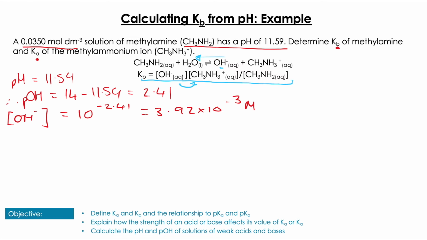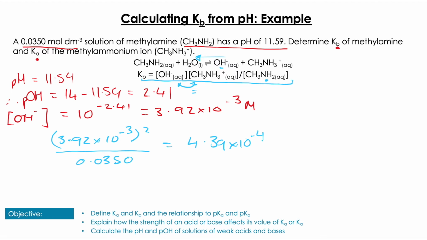When we plug that into the calculation, we can write 3.92 times 10 to the minus 3, all squared, over the value of 0.035 moles per decimeter cubed of the methylamine, which is going to be equal to my Kb, which is 4.39 times 10 to the minus 4.